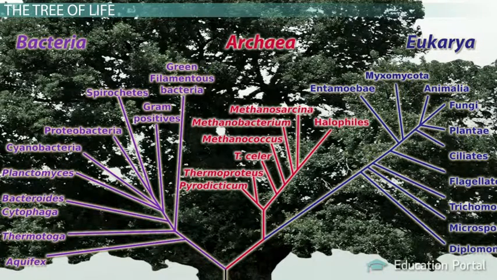Each fork in the tree represents a point in evolutionary time where two groups of organisms became distinct. Branches that are close to one another are more closely related to one another than to more distant branches.